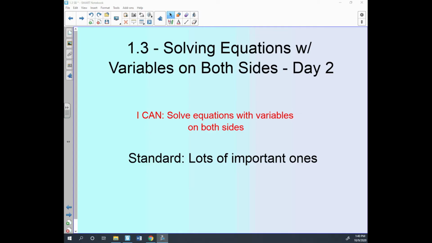All right, thanks for joining me. 1.3, day 2, variables on both sides. This is going to be a big lesson, all right? So hopefully by the end of the day you can say, I can solve these. These standards, we got a lot of important ones, so just so you know.